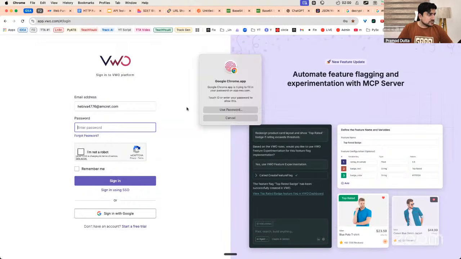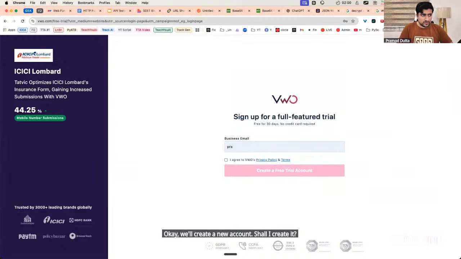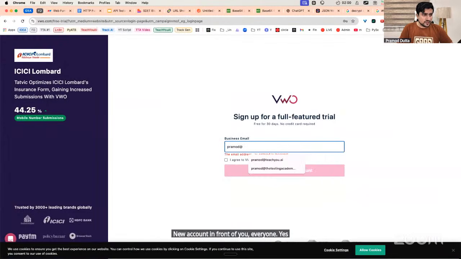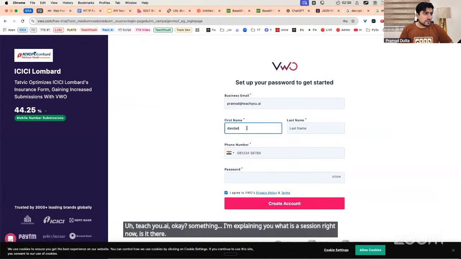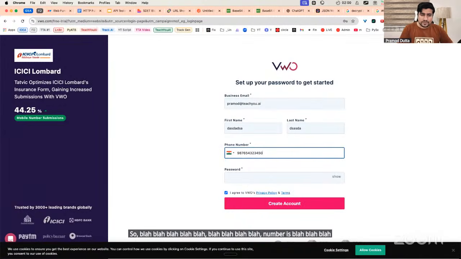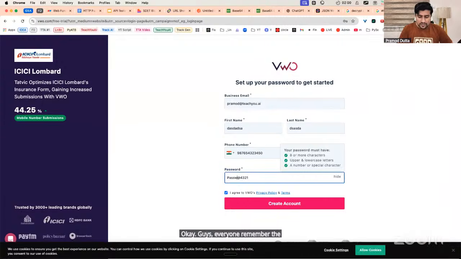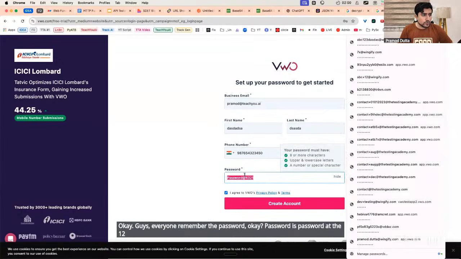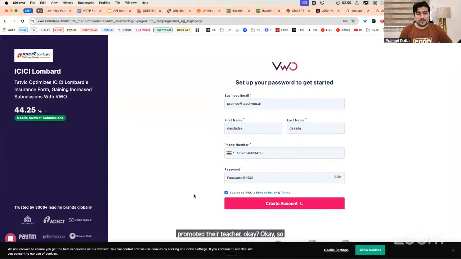One second, please, let me see if my username and password are working or not. Not working, everyone. Okay, we'll create a new account. Shall I create a new account in front of you, everyone? Okay, I'm explaining what a session is right now, Aditya. The password is, let's suppose, password@4321. Everyone remember the password. Okay, the password is password@1234. If you want to use it, use it. So it will now create an account for me.